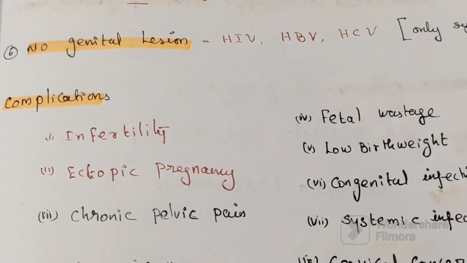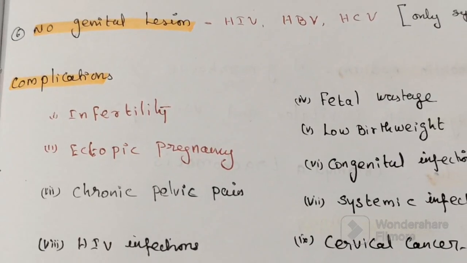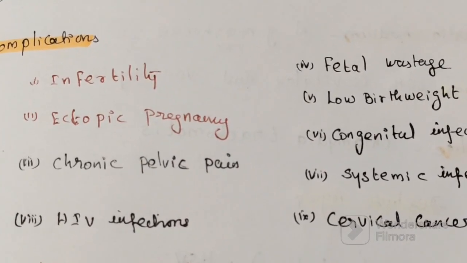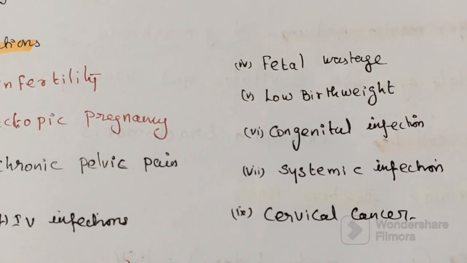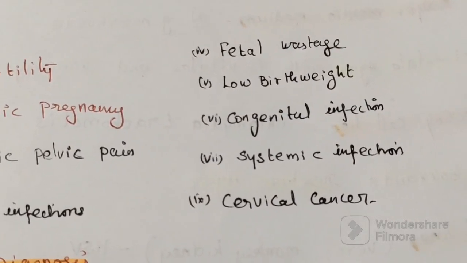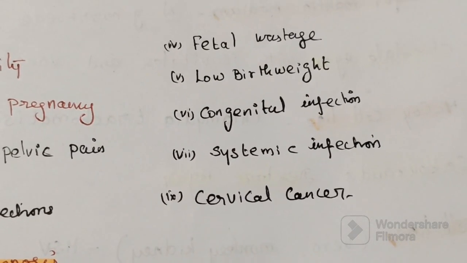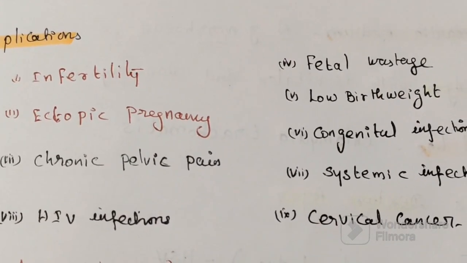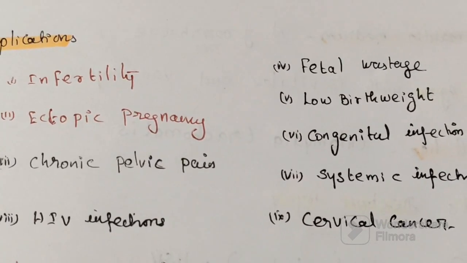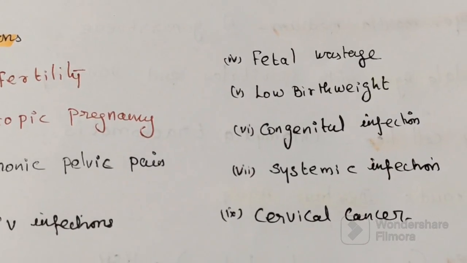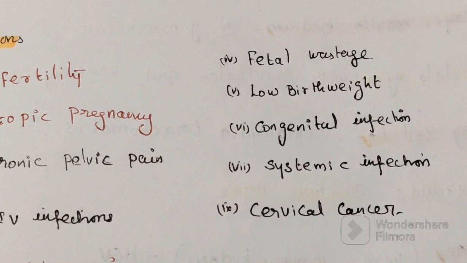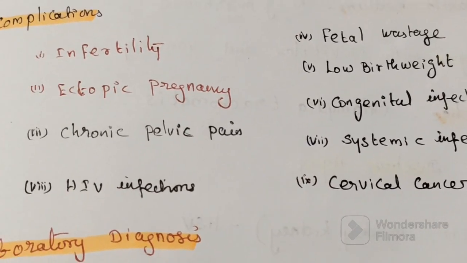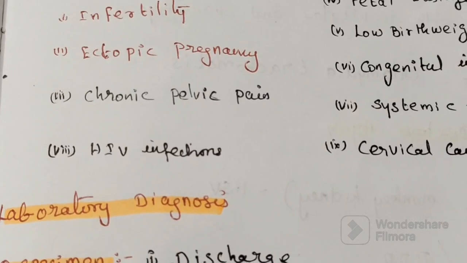Next, complications because of sexually transmitted disease. The complications are infertility, ectopic pregnancy, chronic pelvic pain, HIV infection, fetal wastage, low birth weight, congenital infection, systemic infection, and sometimes cervical cancer. HIV infection means a whole group of diseases it will cause.